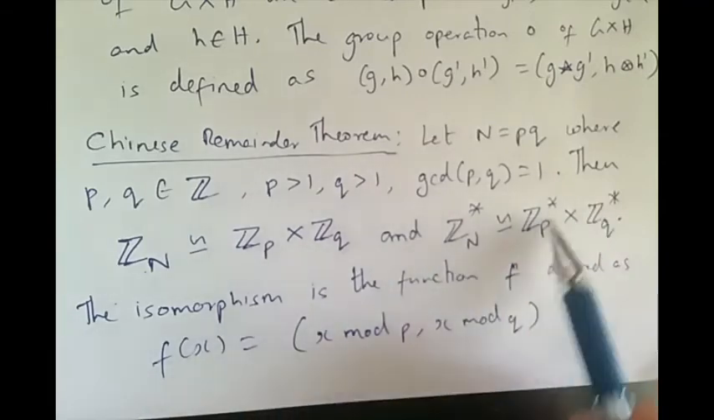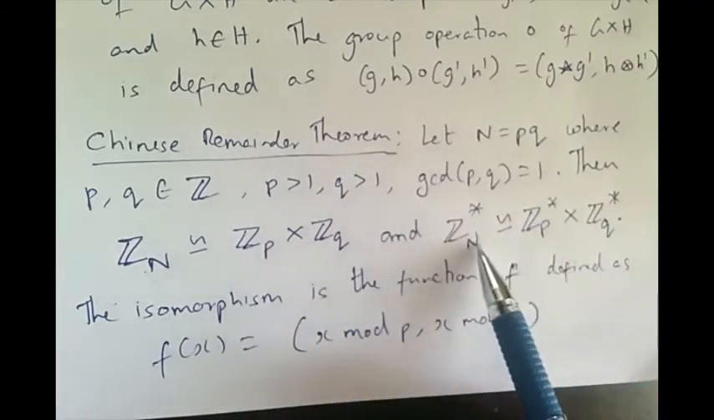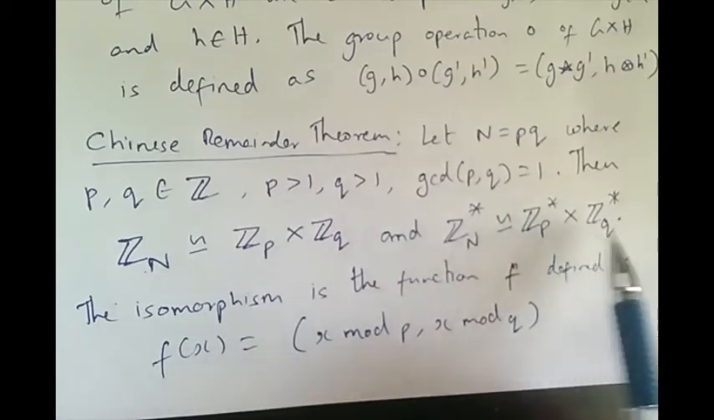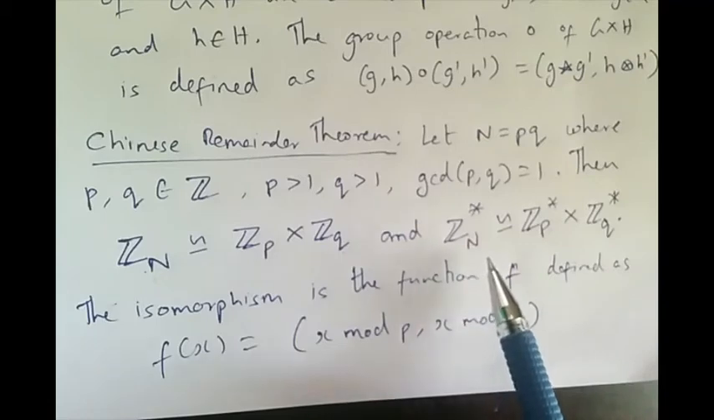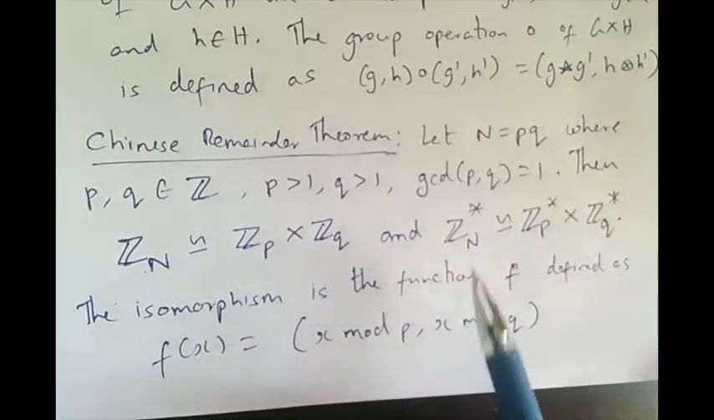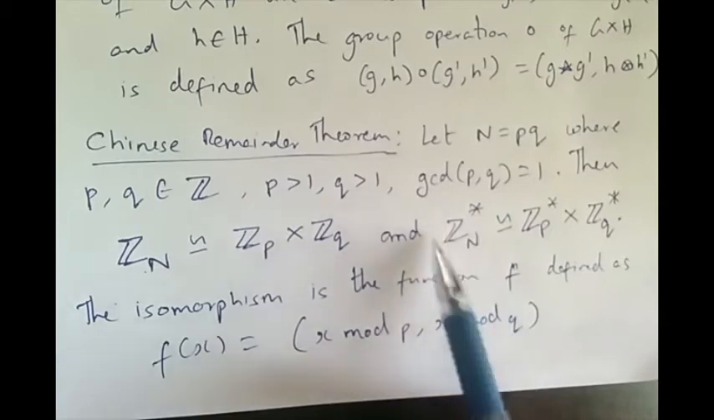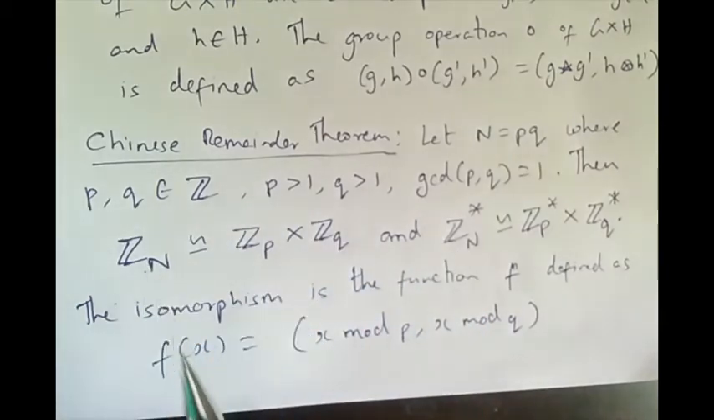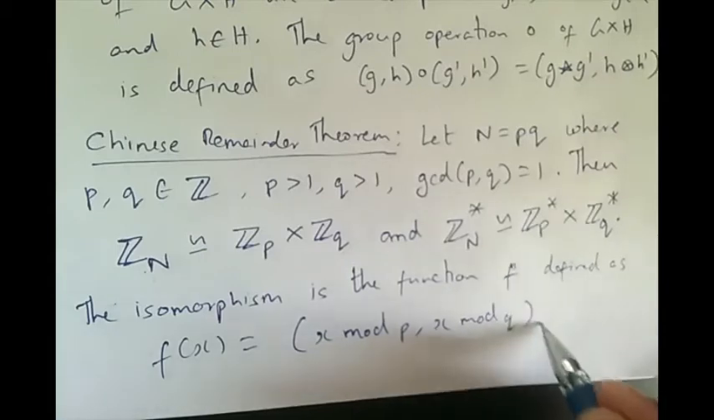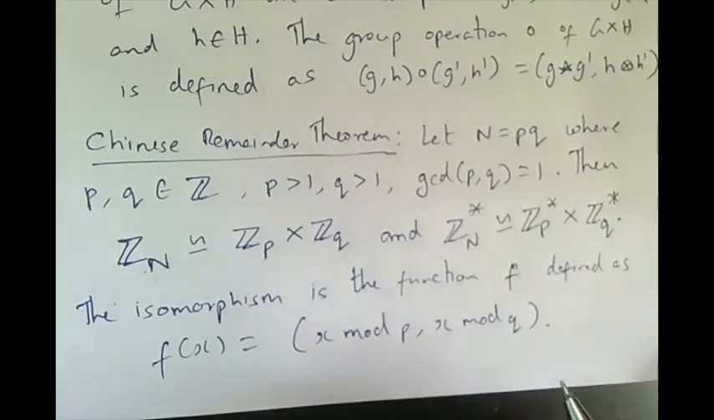So this mapping is defined on this set, and it should be 1-to-1 and onto. So distinct elements in Zn star will map to distinct ordered pairs in this set, and onto: for every ordered pair in this set, there is a pre-image in this set. Similarly, for every ordered pair in this set, there is a pre-image in this. Okay, so we'll prove this, and let's see how this will work. Let me turn the page now. So before we prove the Chinese remainder theorem, let's look at an example.